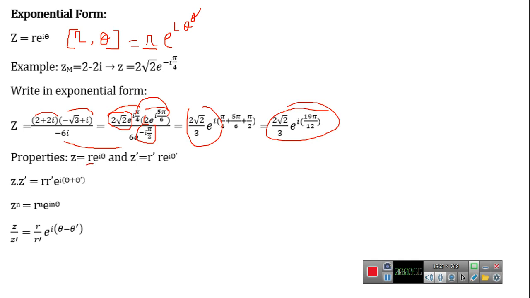If you have z times z prime, you multiply r and r prime and you add the angles. If you have power n, r power n, and you multiply the angle by n. And if you have a quotient over r prime, you do the above angle minus the below angle.